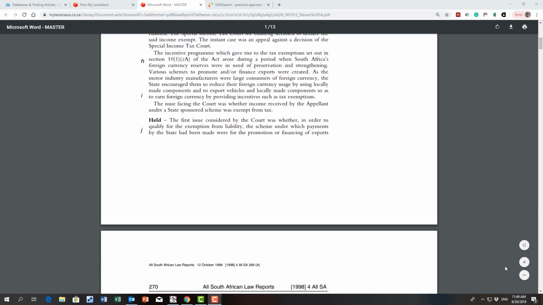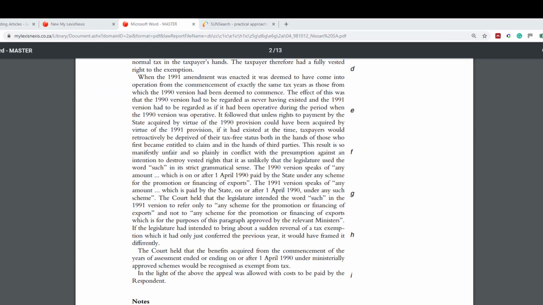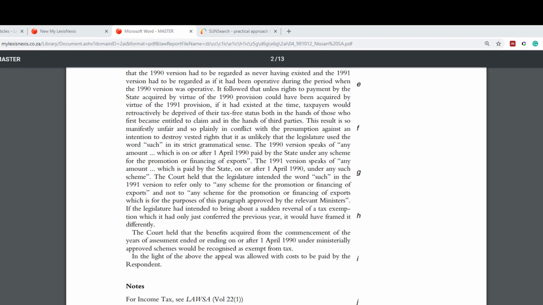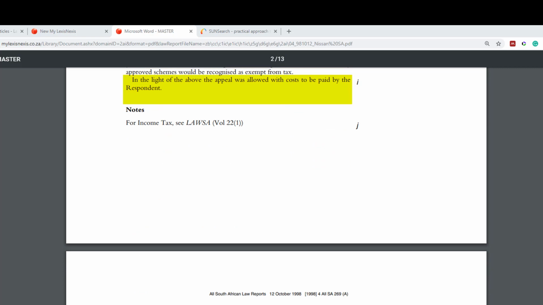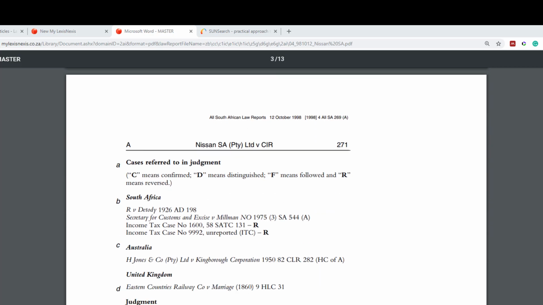The last paragraph of the editor's summary indicates the nature of the legal relief. In this case, the appeal was allowed with costs to be paid by the respondent. Below the editor's summary, we find the notices. This is basically a list of court cases referred to in the judgment. These can be South African as well as international court cases.